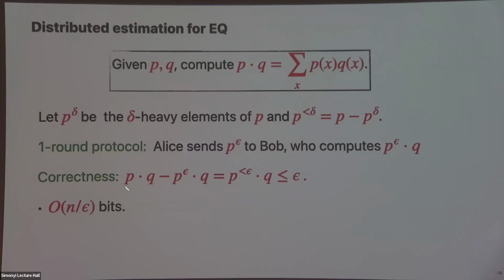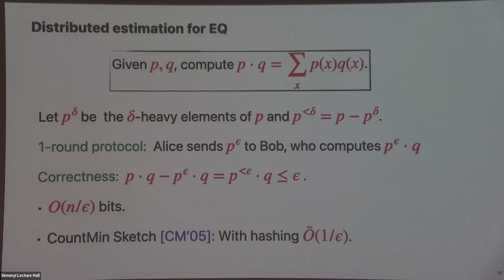How many bits did they need to communicate? Well, the naive thing to say is that Alice just sends Bob the names of all her heavy elements. That would cost you n over epsilon bits. I'd be happy with that, but if you're a stickler, the first thing you can do is take this universe of size 2 to the n and hash it down to something like poly 1 over epsilon elements, 1 over epsilon squared. Then convince yourself that this inner product hasn't changed much. But what has happened now is that the names of elements are only log 1 over epsilon bits. So when you do this, you'll get a protocol with communication O tilde 1 over epsilon.